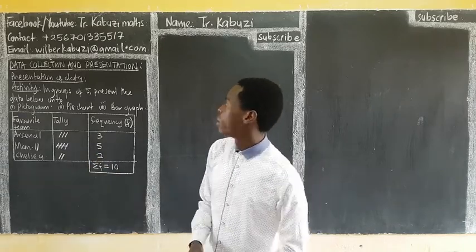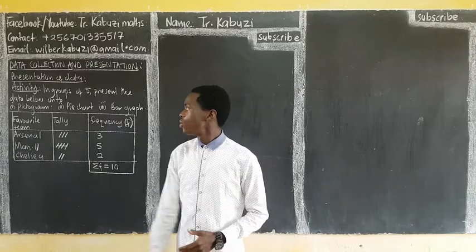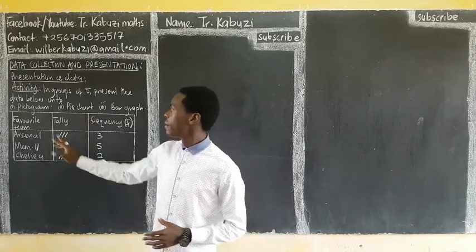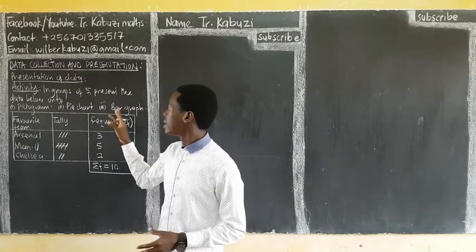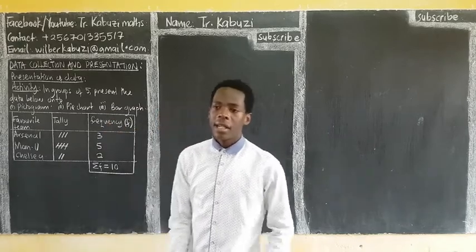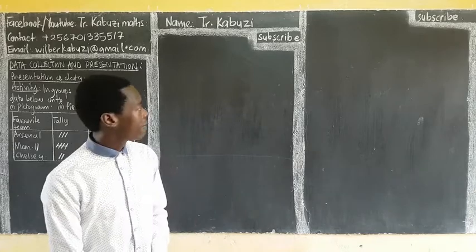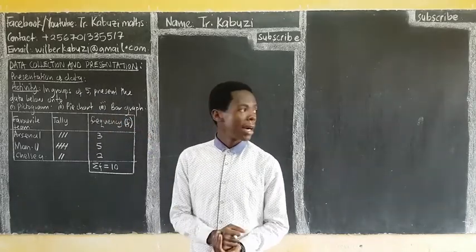So now in your groups of 5, you are going to draw for me. You are going to represent this information on a pictogram, a pie chart, then a bar graph. I'm going to give you 25 minutes for that. So can you start?